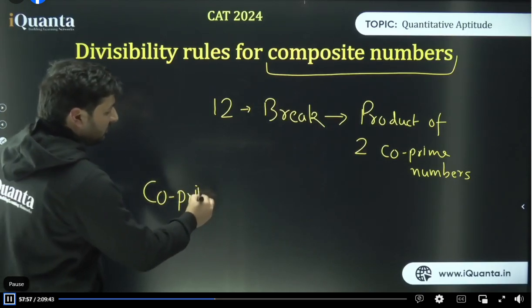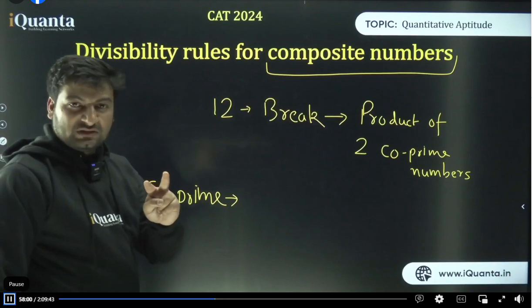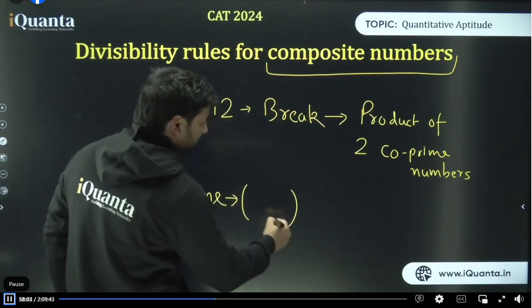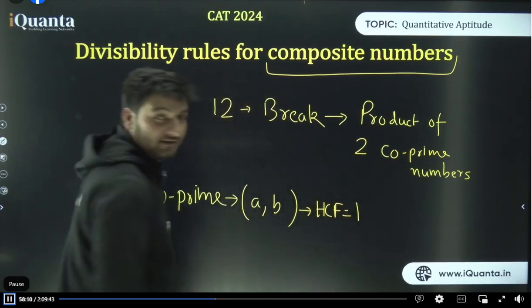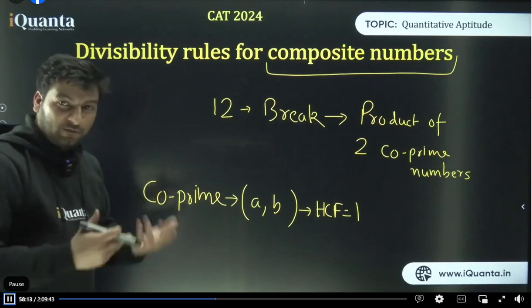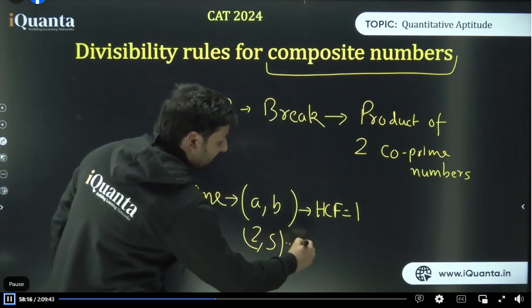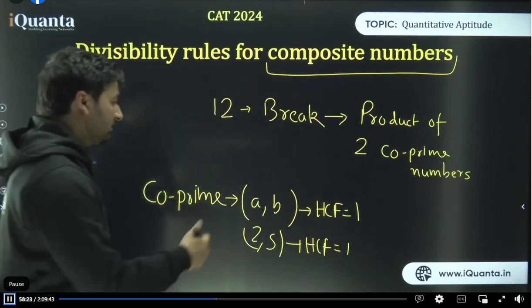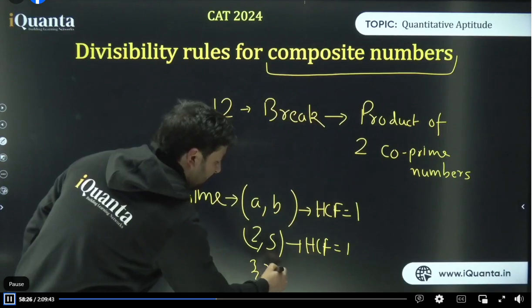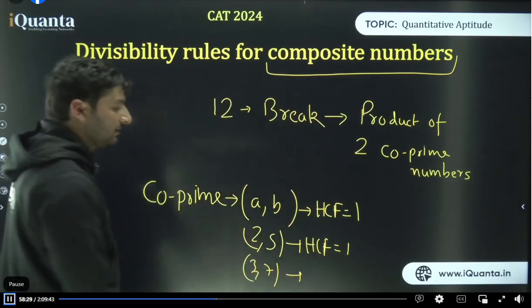What are co-prime numbers? Co-prime numbers are 2 numbers having HCF 1. If, suppose, a and b are 2 numbers, and their HCF, highest common factor, is 1, then those numbers are co-prime. Suppose for example 2 and 5 have HCF 1, so what will you call them? 2 and 5 are co-prime, right? Suppose I ask you 3 and 7, are they co-prime? Yes, the HCF of 3 and 7 is 1, so they are co-prime.